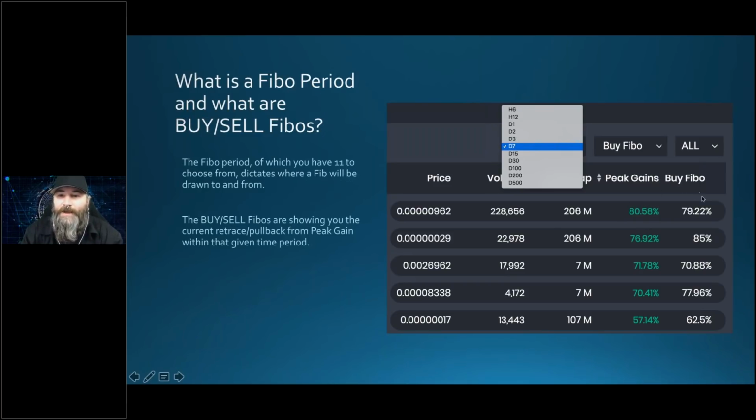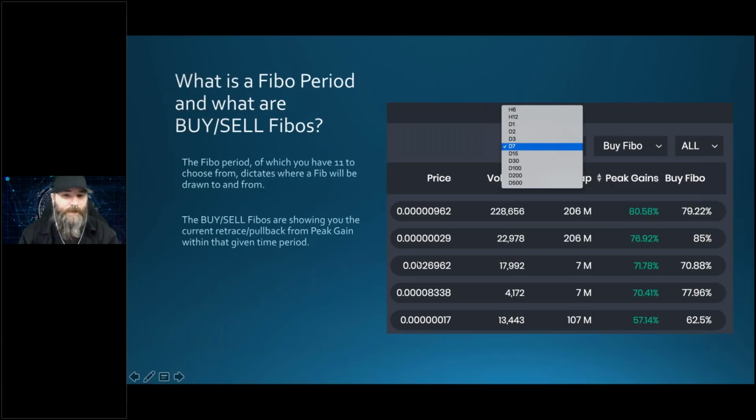All right. Now, your buy Fibo, this is how much has retraced from that peak gain. So to break that down into numbers that everybody loves, let's say an 80% gain on this particular asset was $100. All right, just for the hell of it. 80% retrace means that 80% you gave back, so you're left with 20. So if you can understand that concept, then you absolutely should be able to understand peak gain by Fibo. This is simply what you've given back from the peak gain.